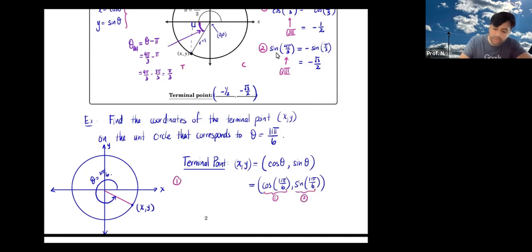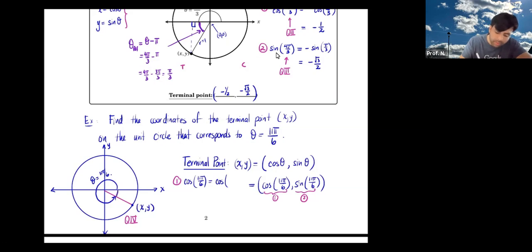So what does my first coordinate say? Cosine of 11 pi over 6. Well, first of all, I'm in the what quadrant? I'm in quadrant number 4. So I know for a fact I'm in quadrant number 4, and I know cosine will be positive because all my x values are positive in the 1st and 4th quadrants. So then now I know that's positive, and all I have to worry about is the reference angle.